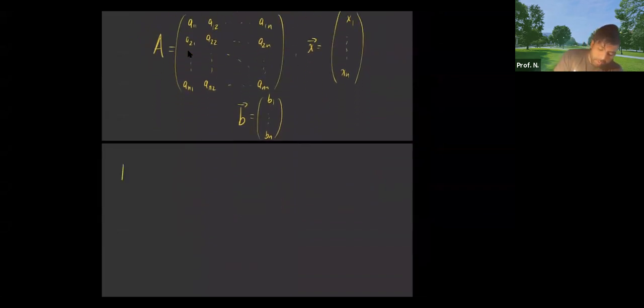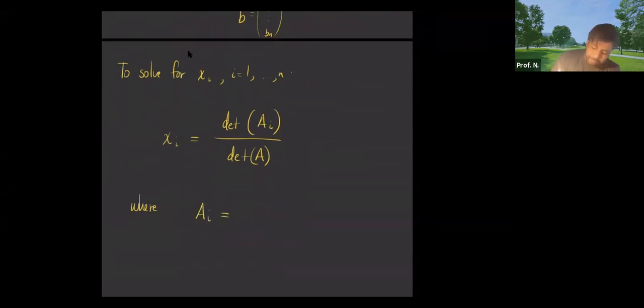So by Cramer's rule, to solve for x, let's call it x sub i, and i goes from 1 all the way to n, x sub i is equal to the determinant of A sub i divided by the determinant of A, where A sub i is equal to the matrix A where the ith column is replaced with B. So this is the ith column. I replaced it with B.